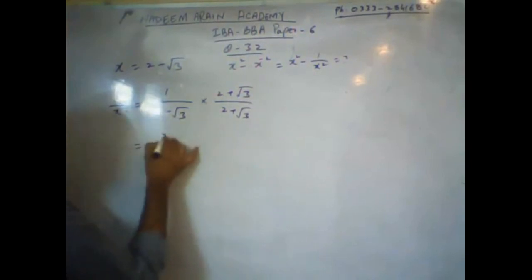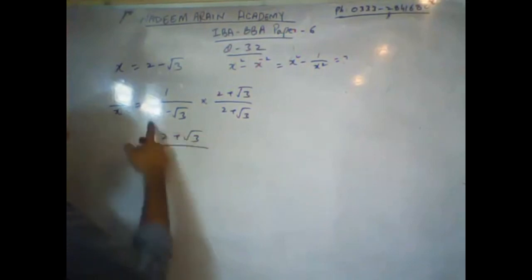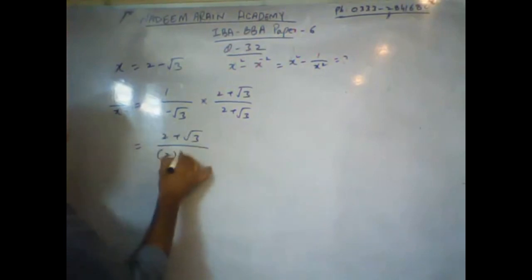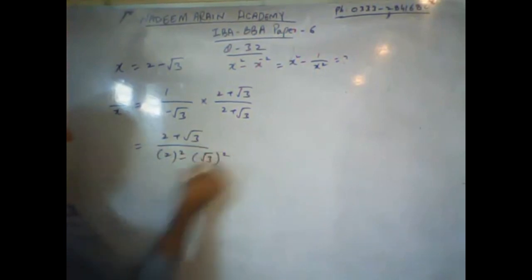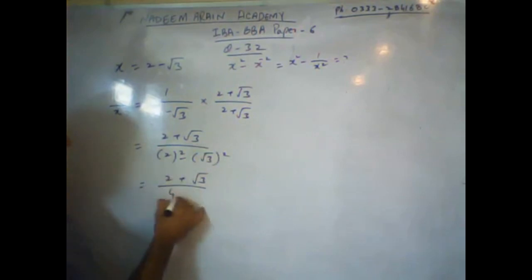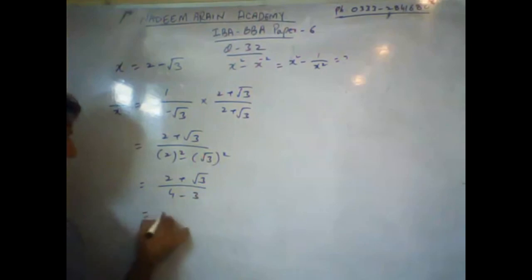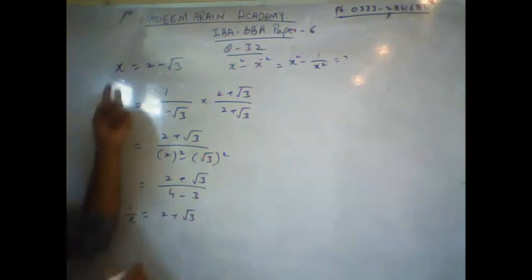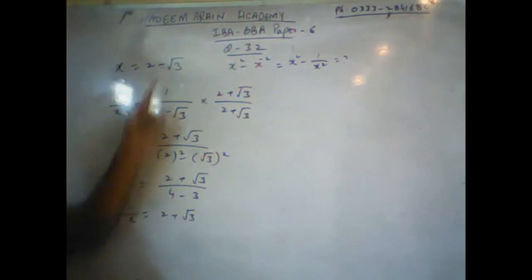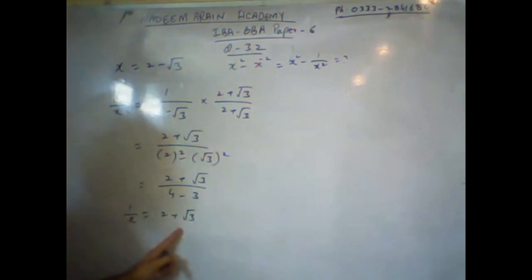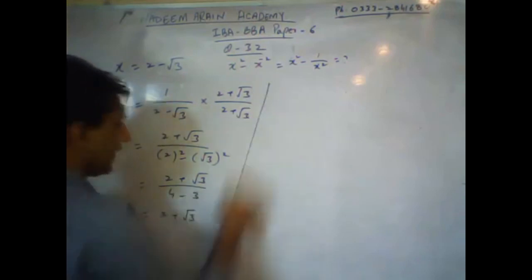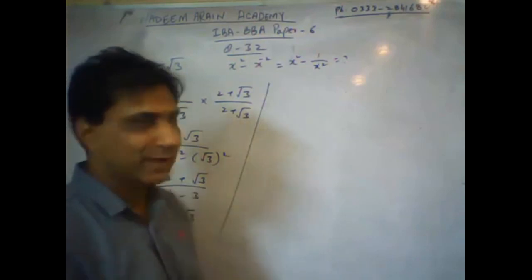That is 2 plus under root 3 upon a minus b, a plus b, a square minus b square. So this is 2 plus square root of 3. This is 1 upon x. So now we have x as 2 minus square root of 3 and 1 upon x as 2 plus square root of 3. Okay, so we have to find x squared and 1 upon x squared.